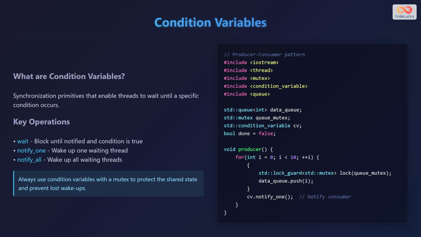Here's an example of the producer-consumer pattern. We include the necessary headers: iostream, thread, mutex, condition_variable, and queue. We declare a queue of integers named data_queue, a mutex named queue_mutex, a condition variable named cv, and a Boolean variable named done initialized to false. In the producer function, we loop 10 times, pushing the current value of i into the data_queue while holding a lock on queue_mutex. After pushing the data, we notify the consumer using cv.notify_one.